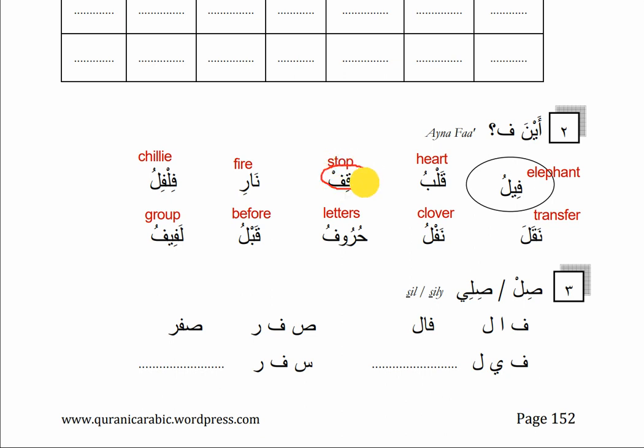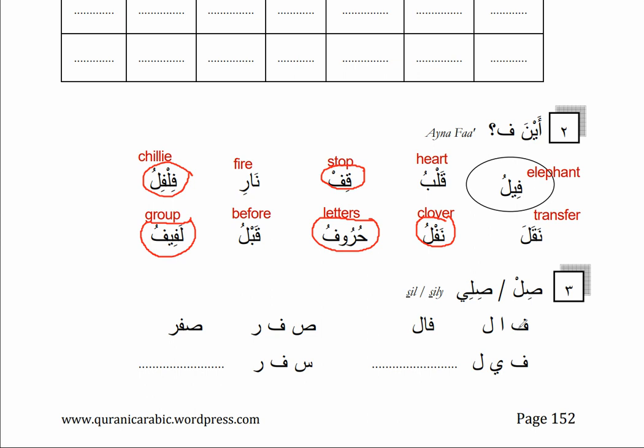Kif, filfil, as fa initial, fa in middle. Naql, nafl, fa in middle. Huruf, fa as the isolated letter. Then lafif, also in the middle and also in the last letter.